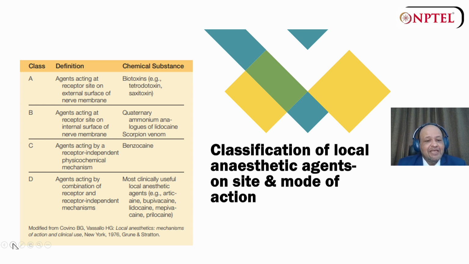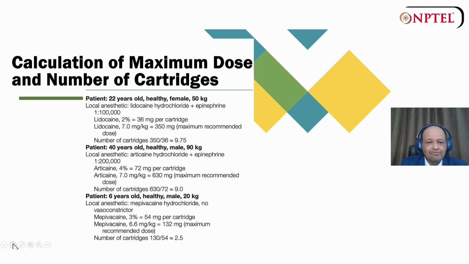Type B is agents acting on receptor sites on the internal surface of the nerve membrane. These are quaternary analogs of lidocaine and scorpion venom. We don't use scorpion venom anecdotally. Type C is agents acting by a receptor independent physicochemical mechanism, that is benzocaine. And Type D is acting by a combination of receptor and receptor independent mechanism. The most commonly useful anesthetic agents are articaine, bupivacaine, lidocaine, mepivacaine, and prilocaine. We'll talk about the various drugs as we come to it.